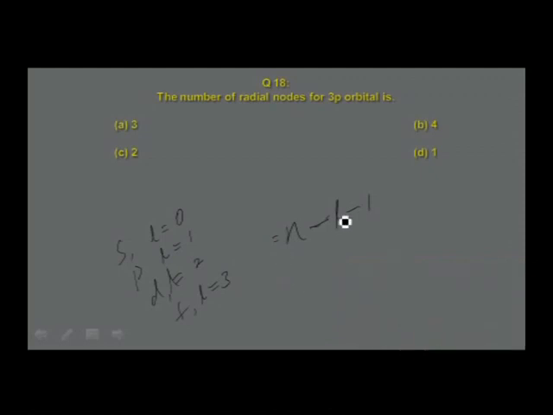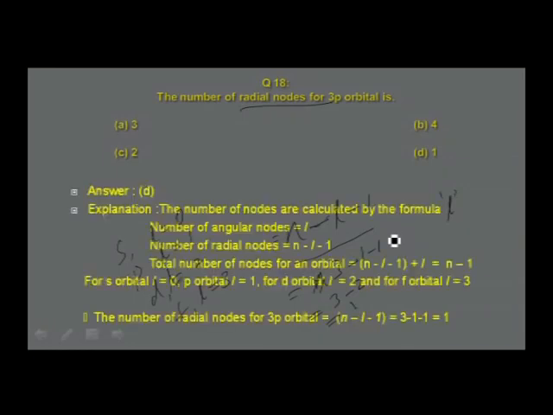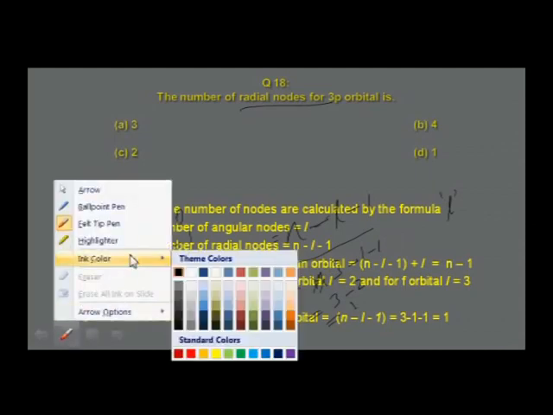Number of angular nodes is given by the formula l. So the question is on radial nodes, therefore let me use this formula n minus l minus 1. For 3p orbital, n is equal to 3, so 3 minus 1 minus 1, that is 3 minus 2, that is equal to 1. So the number of radial nodes is 1, that is in option D. Let me now go to the next question.